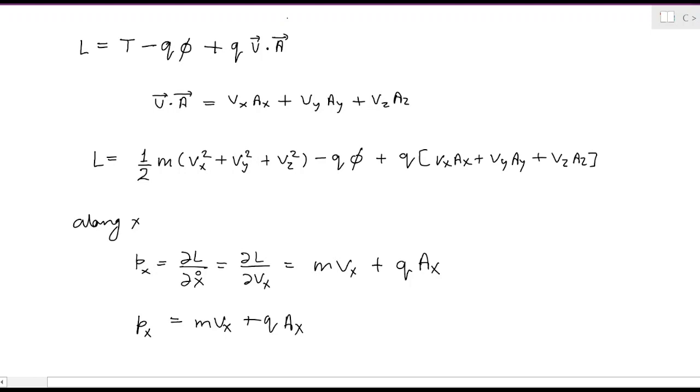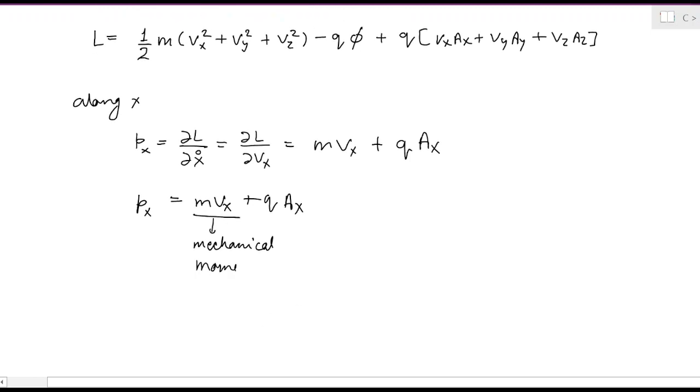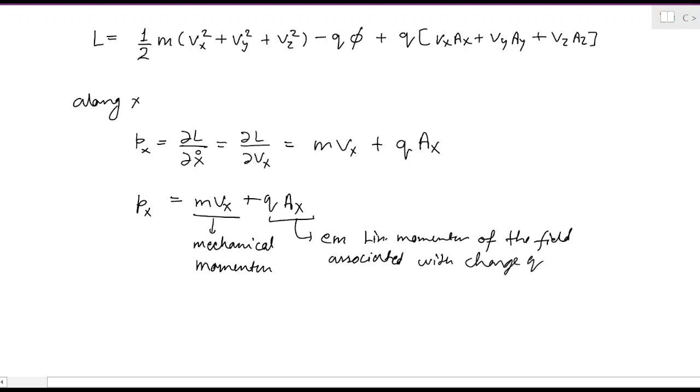So that's what I was telling you, that the momentum will not be the usual momentum you see in physics generally. Here you see there is an additional term. The m Vx, as you are familiar, is your mechanical momentum. And the additional term you are getting here is known as the electromagnetic linear momentum of the field. Let me write that completely: linear momentum of the field associated with charge q, so this is basically the momentum of the field.